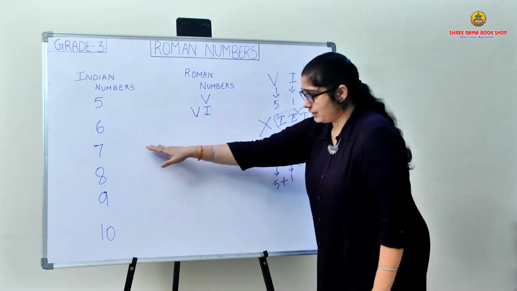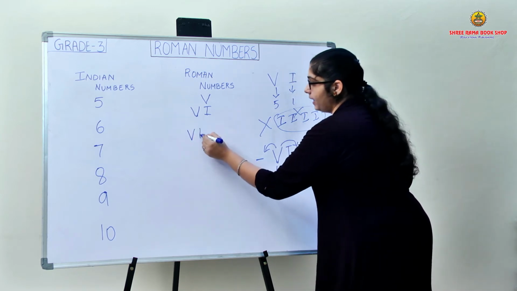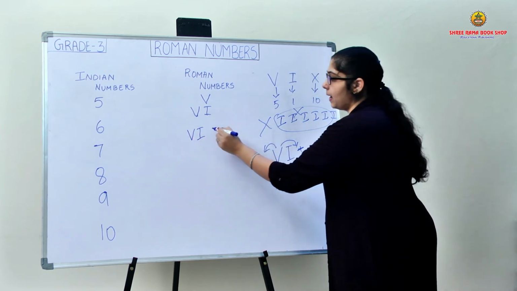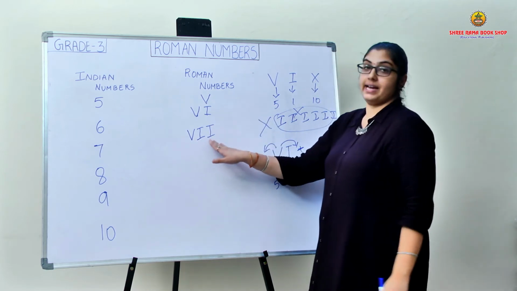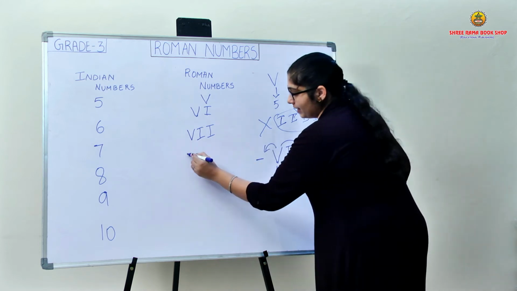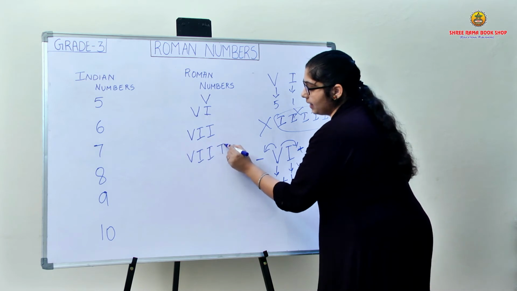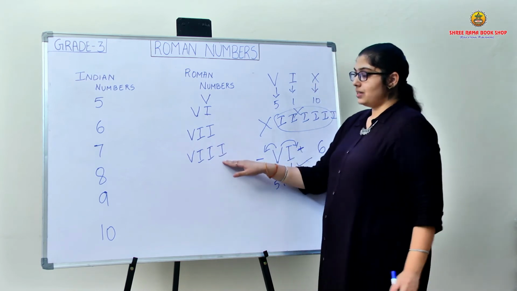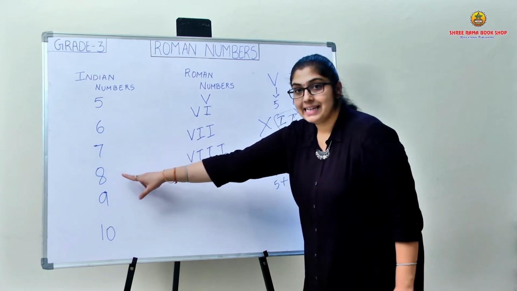It is the same for 7 now. So V, that is 5, then I plus 1, 6, and one more I plus 1, 7. So I write VII as 7. Okay, 8. How do I write 8? Same, V, I and I. So I am getting 3 ones, 3 plus V, that is 5. So total value is 8.